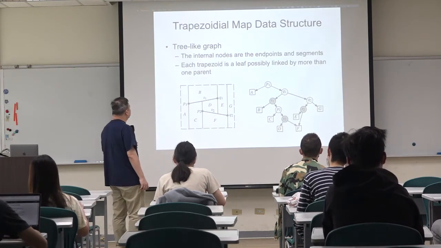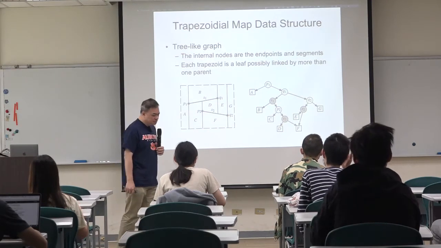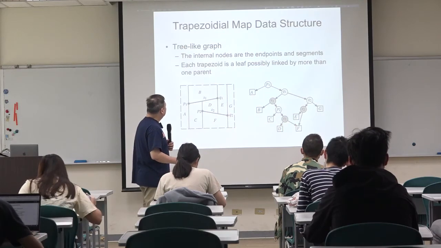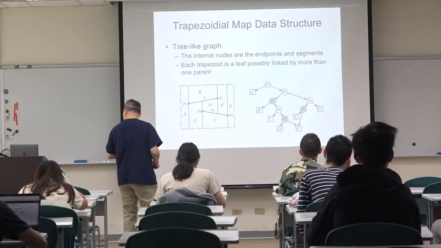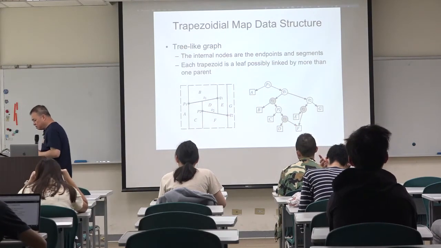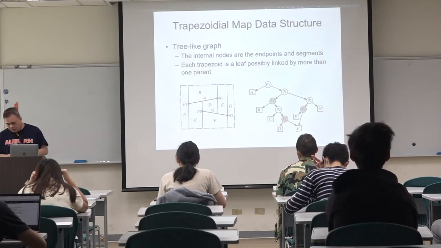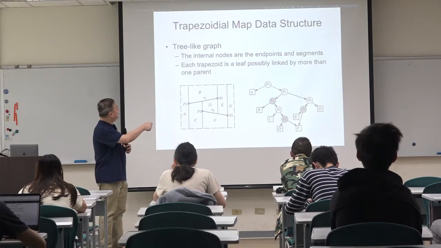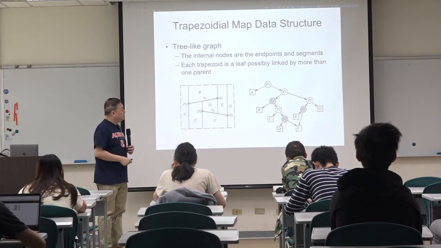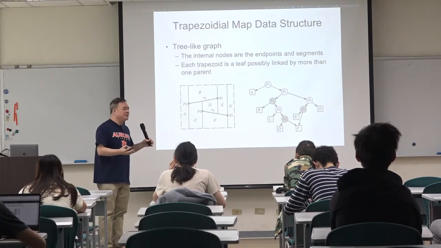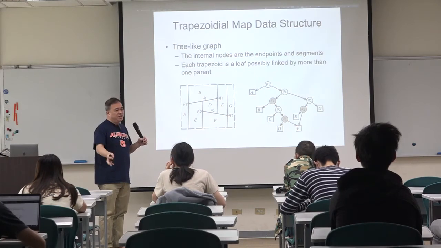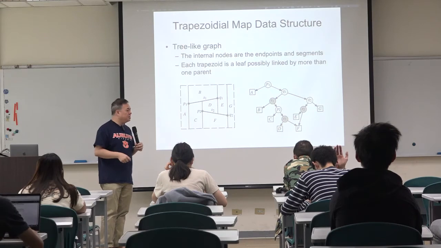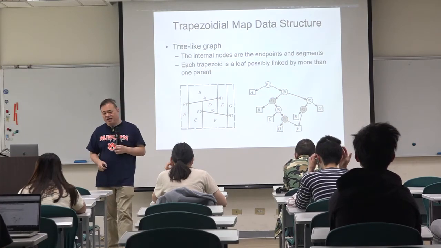So here comes the interesting part. What time is it? Oh, it's already break time. So this is the trapezoidal map data structure. Let me just start this, and then we will take a break, so that during the break you can spend some time to digest this.